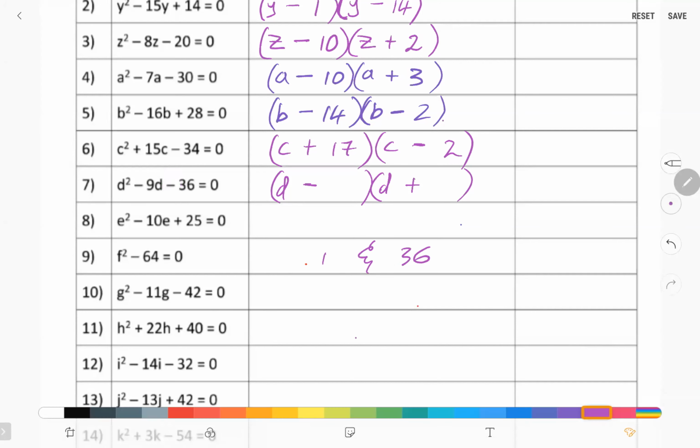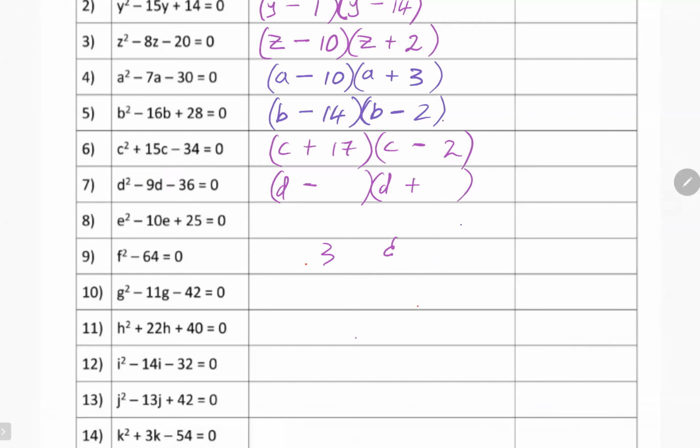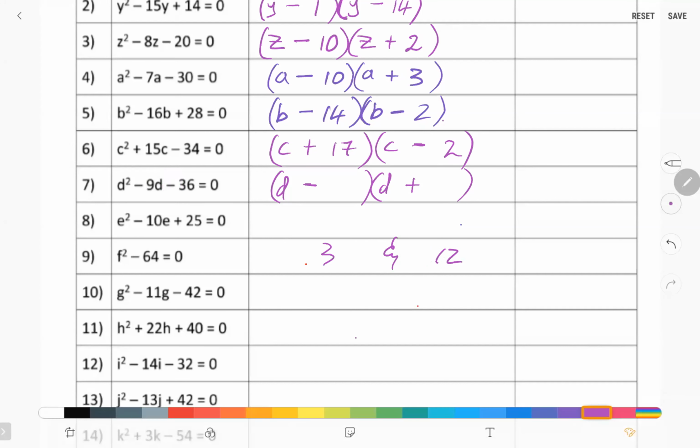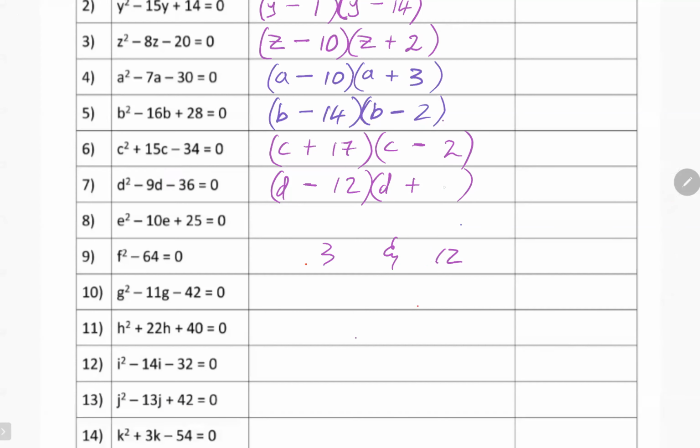No, the difference is 35, so it's not that. Right? 2 and 18. No, the difference is 16. I want the difference to be 9. Right? 3 and 12. Yes, the difference between 3 and 12 is 9. So let's put the bigger one here. So 12 years, 3 days. So you're done.